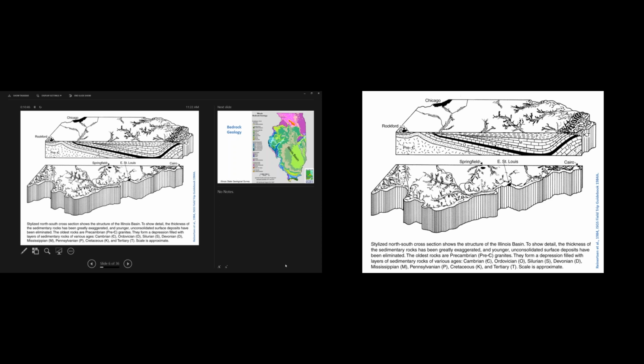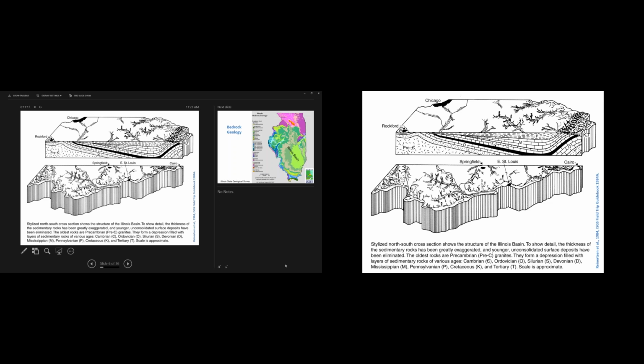What's the Devonian? The black one? Why is it black? I think that's the New Albany Shale, isn't it? Is that what they're showing there? It doesn't say in the caption. It just has the age, but it doesn't give you what it is. It just says layers of sedimentary rocks at various stages. Okay, I'm just curious. Well, we'll get to that in a bit.